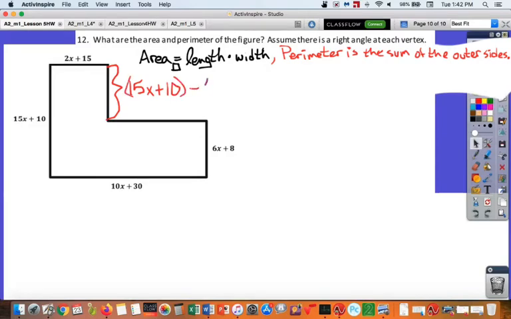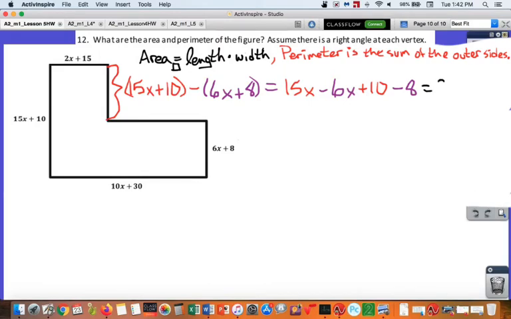So what we're doing is 15x plus 10 minus 6x plus 8. The 15x plus 10 is this distance. Okay. And you're going to subtract this much, which is what is left up here. So when I subtract those, I put the like terms next to each other. I'd already distributed that negative, and I get 9x plus 2.